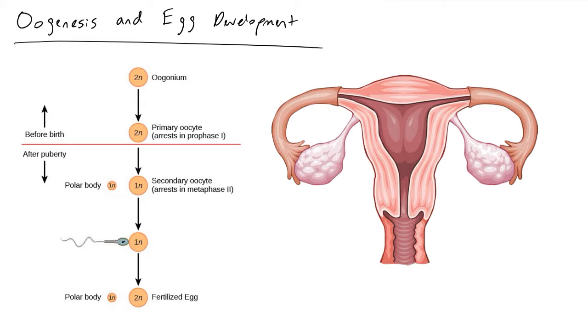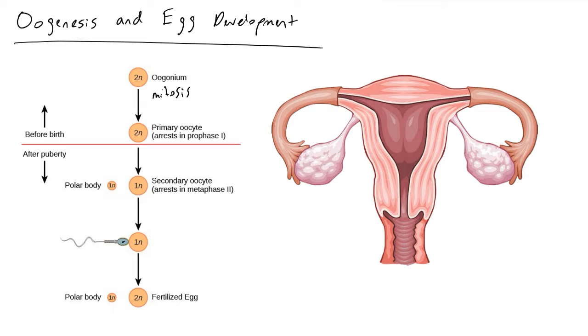And so to begin with, before a female is even born, during the embryo development, there are cells called oogonia. And these oogonia are diploid cells that will perform rapid mitotic divisions to create exact copies of themselves. And we get millions of oogonia through mitosis.